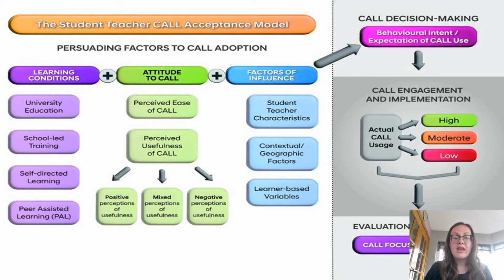So those are the 3 key aspects that guide student teachers to CALL adoption, and that leads to their decision making, their behavioural intent if you will, whether they choose to use CALL. And then what their CALL usage actually is, so it can be high, moderate or low. Following on from this, then looking at their reflection. How did the experience of using CALL go? So they'll evaluate, they will reflect on it, and they will then use that learning for future classroom activities with or without CALL.